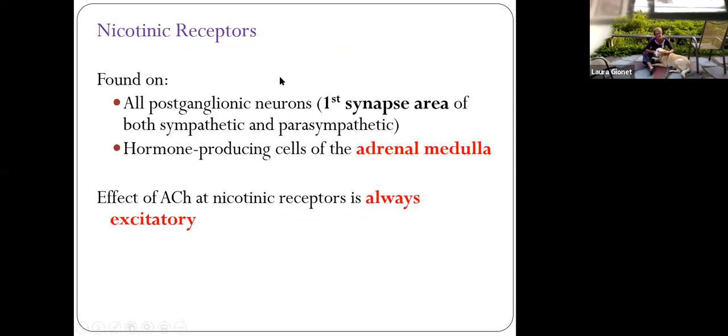Okay, so let's talk about nicotinics. Nicotinic receptors are on the second neurons at the first synapse, between neuron 1 and neuron 2, the pre to postganglionic neuron. Your first synapse area. And this is for sympathetic and parasympathetic divisions. The receptor on that postganglionic neuron is going to be a nicotinic receptor. And when acetylcholine binds to that, it's always excitatory. Always excitatory.